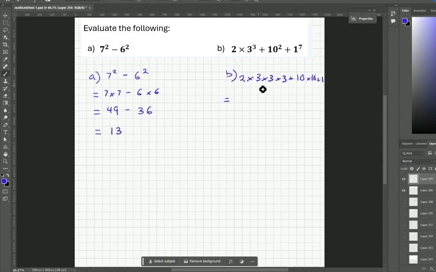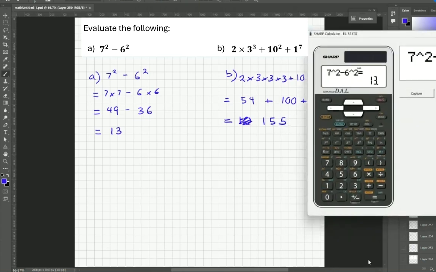Alright, now let's evaluate this. So we have 2 times 3, which is 6, 6 times 3, which is 18, and then 18 times 3, well, that's 54, plus 10 times 10 is 100, plus 1. So if we add all that together, we get 155.